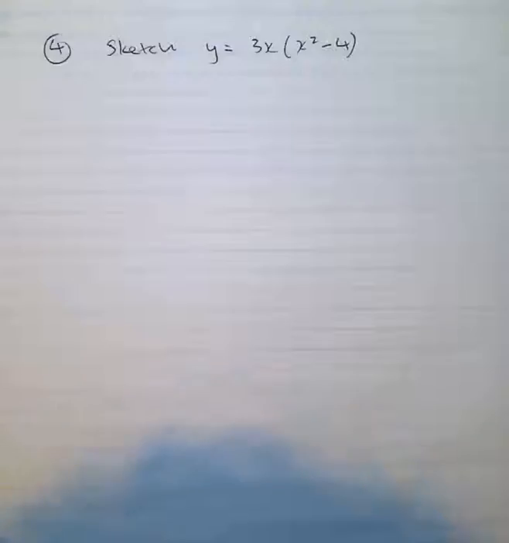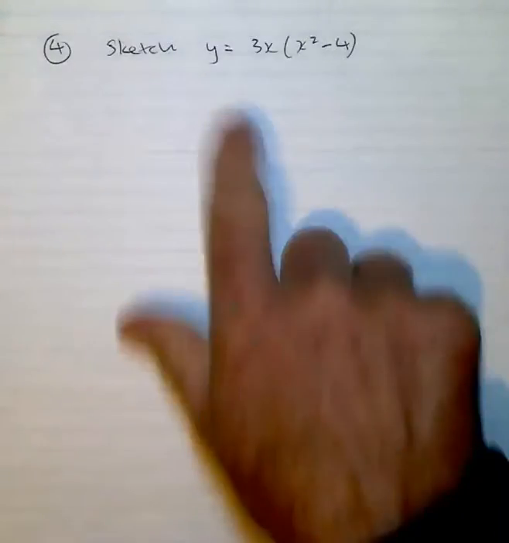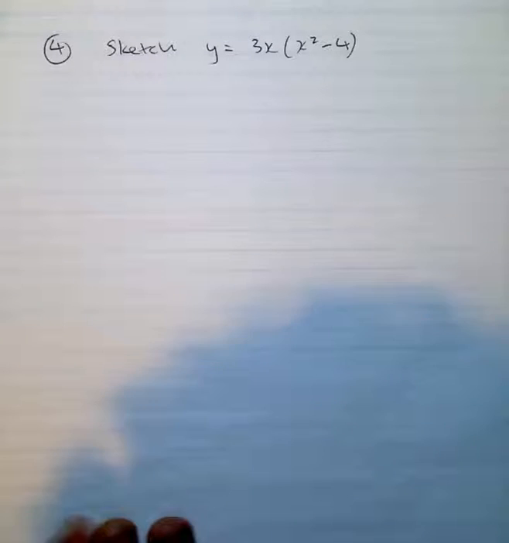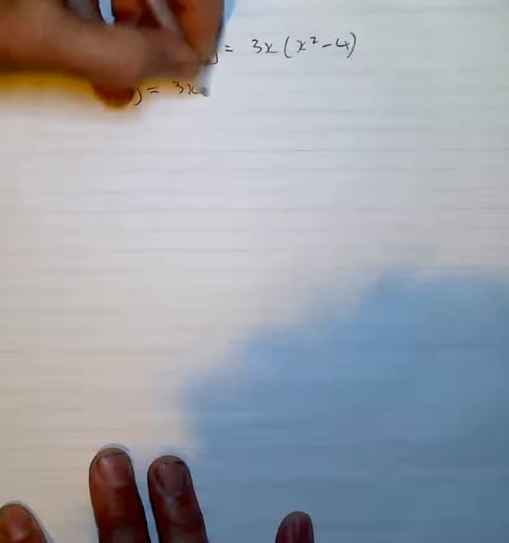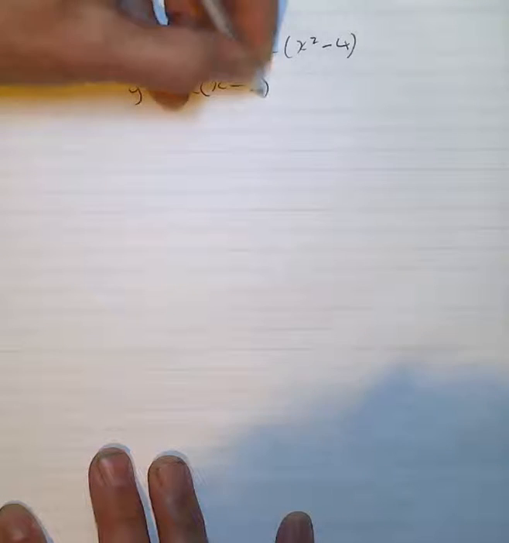I'd now like to take you through question number 4. In question 4, it's a graph where we're going to have 3 intercepts. So what I'll do first up, I'll factorise the x squared minus 4, difference of 2 squares.